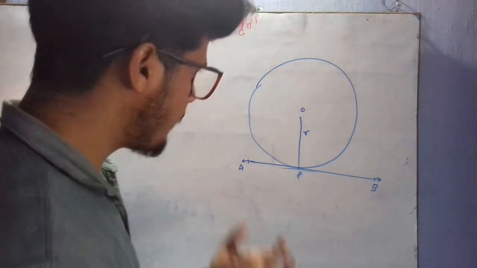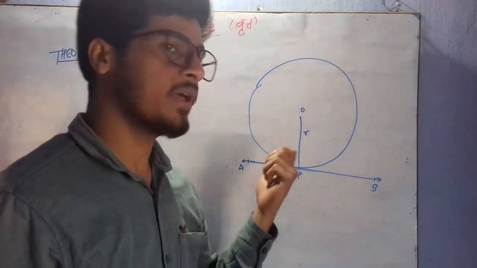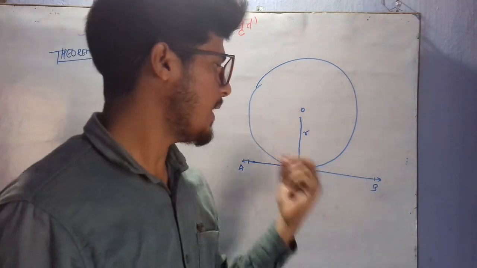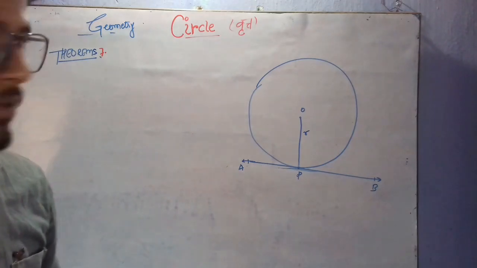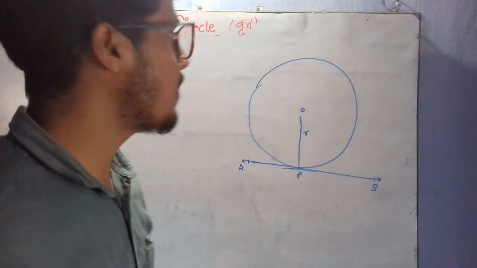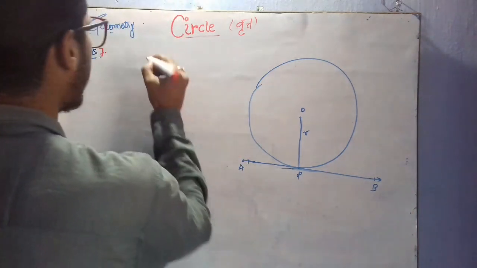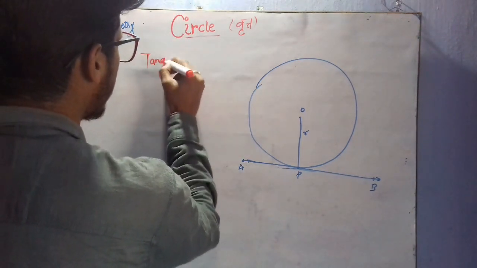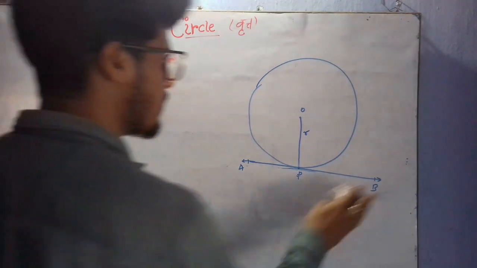That means if a line is drawn from the last point of the radius of a circle, then the line drawn in this way is called the tangent of a circle. So we will get some properties through the tangent. This is what we call tangent. Okay, let's take another example.